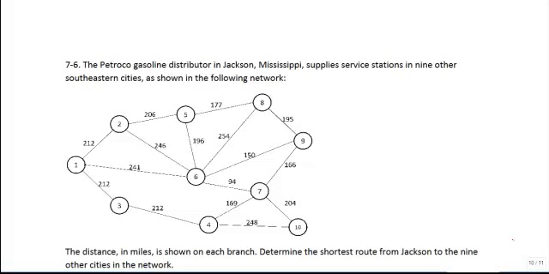Problem 6 is a shortest route problem. In this problem, we're trying to figure out how to get from node 1 to all the different nodes in the network. If we go from node 1 to node 2, the distance, of course, is 212 miles. So that's fairly straightforward. But if we're trying to get from node 1 to node 10 in the network, the problem could be a little bit more difficult.